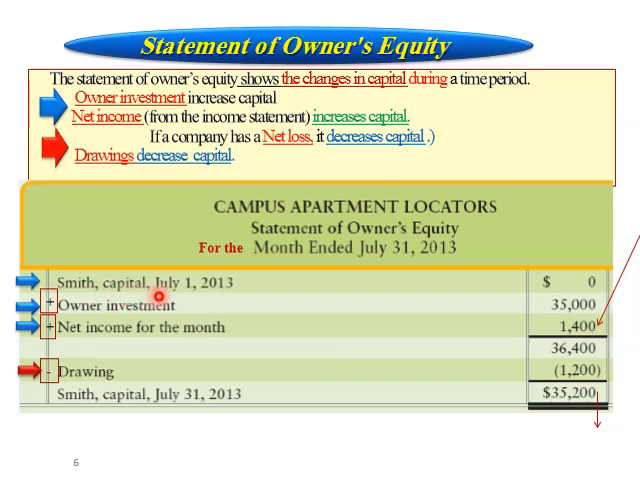So we have the Smith capital at July 1st, at the beginning of the month. Assume it was zero; this is the first month of the company. We have owner investment increasing its capital by 35. He has net income for the month of 14, so we can calculate the total capital here, 36,400. But he made drawings of 1,900, so the Smith capital at the end of the month will be 35,200. This 35,200 will go to the third statement, which is the balance sheet.